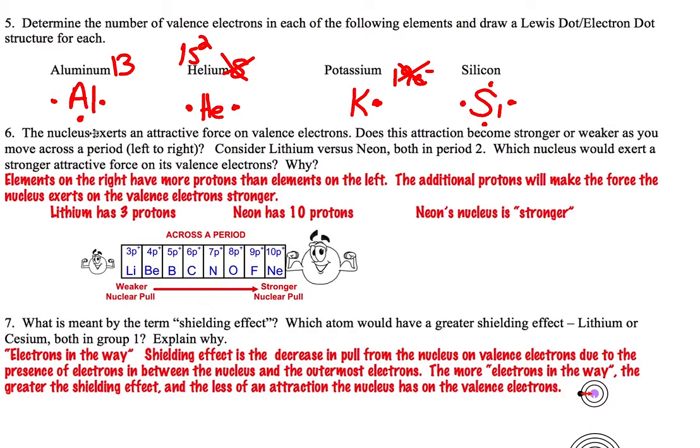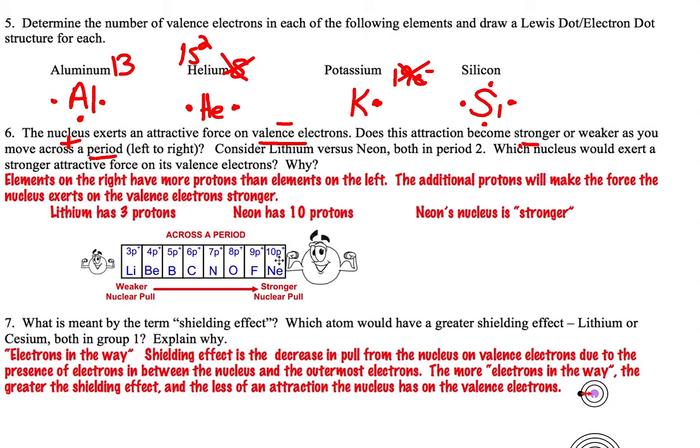All right, so now the nucleus exerts a force on those valence electrons. And we have to decide, does that attraction between the valence electrons, which are negative, and the nucleus, which is positive, become stronger or weaker as you move across a period? Remember, period is a row, going from left to right. So if we compare lithium with any of these other elements in the same row, same period, then what we see is an increase in the atomic number, an increase in the number of protons inside the nucleus.